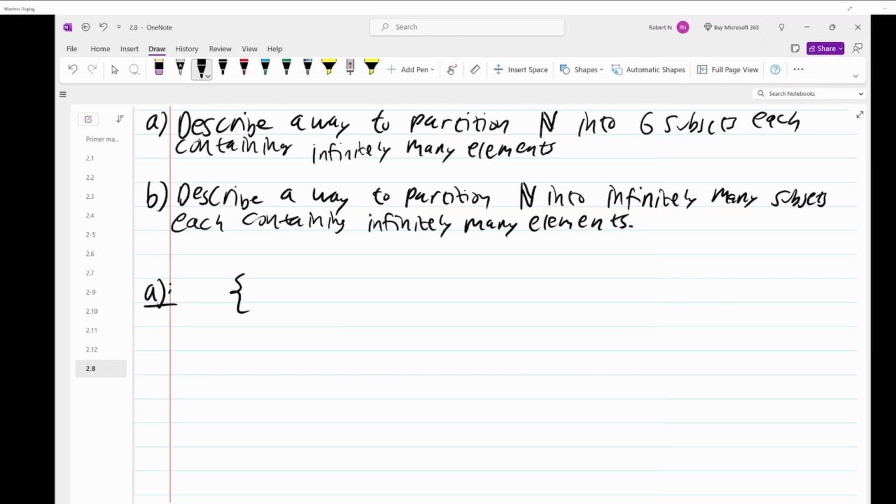So, of course, the first thing that I thought of is you could partition them into being divisible by prime numbers, but obviously that doesn't work because non-primes are divisible by multiple prime numbers.